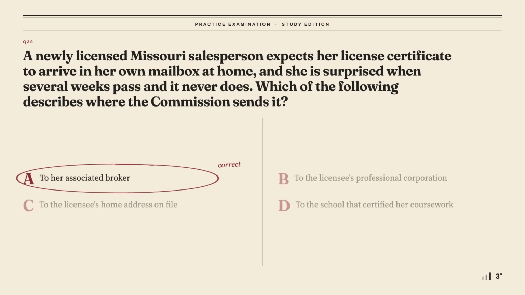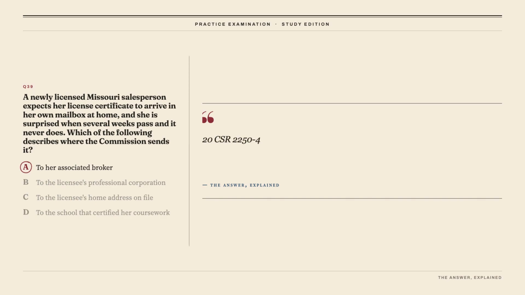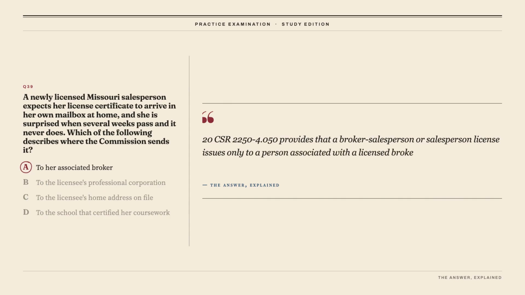The correct answer is A. To her associated broker. A is correct because 20 CSR 2250-4.050 provides that a broker salesperson or salesperson license issues only to a person associated with a licensed broker, and the license is mailed to that broker.